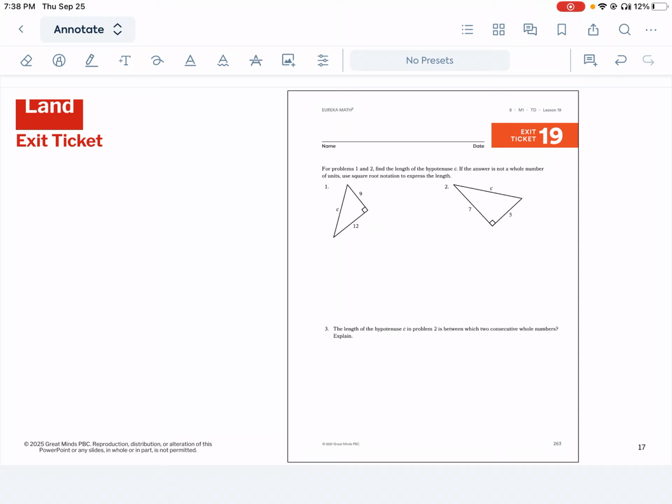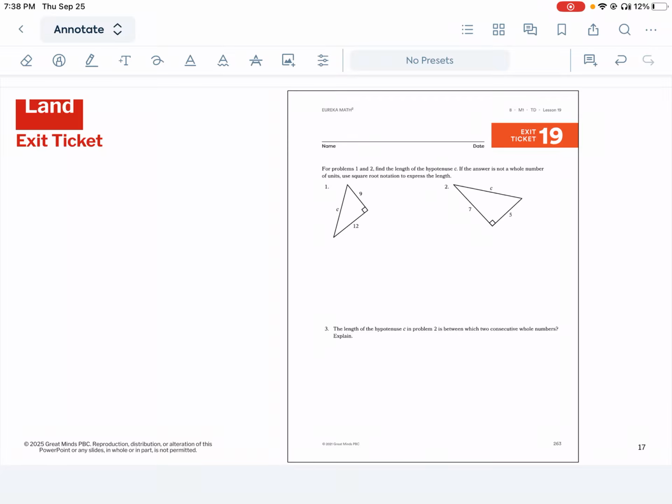For number 3, it says the length of the hypotenuse in problem 2 is between which two consecutive whole numbers, and explain. So you'll set up your equations. You'll get c equals the square root of some number, and then it wants you to identify what two numbers that answer will sit in between if you were to break it down into whole numbers. So if you had two perfect square values, what two would that particular square rooted value that you found sit in between? I hope that made sense.